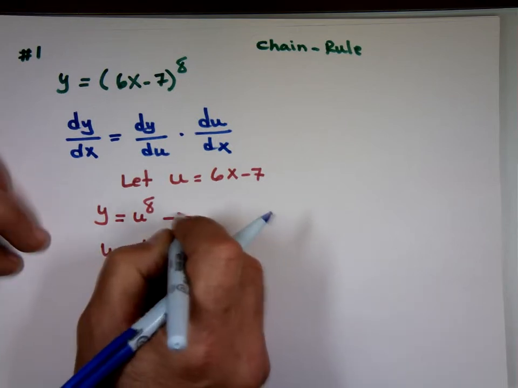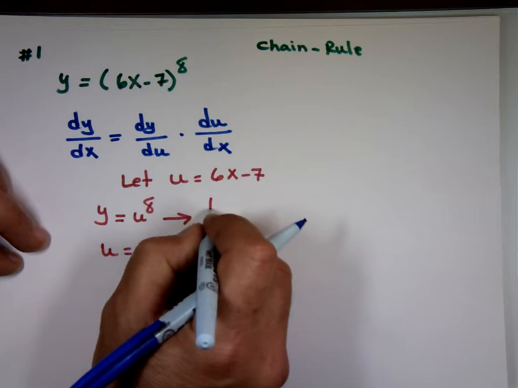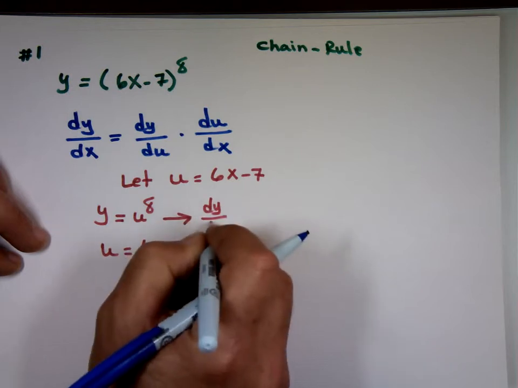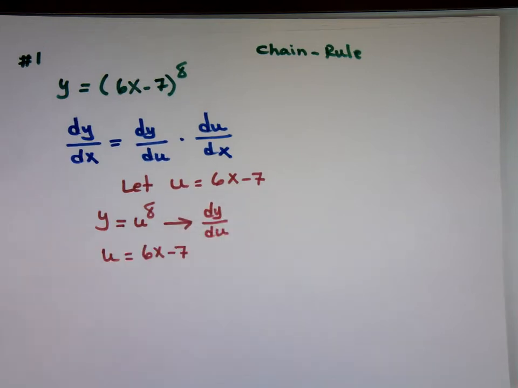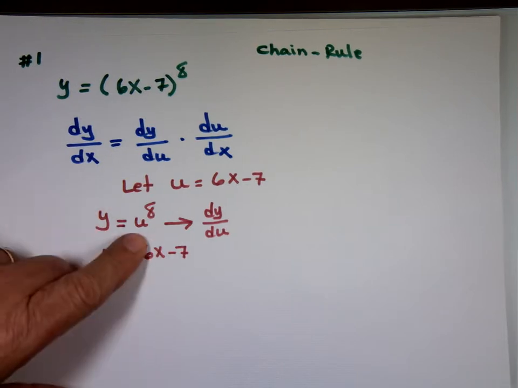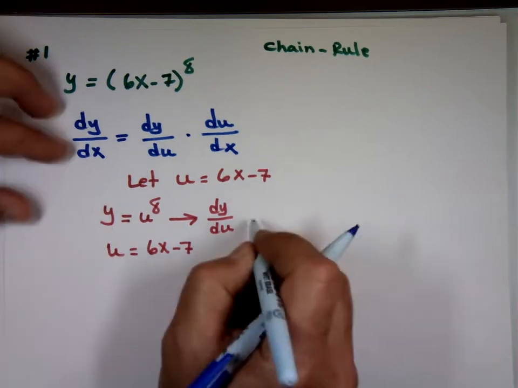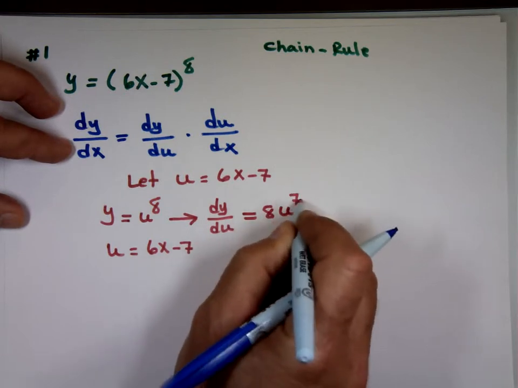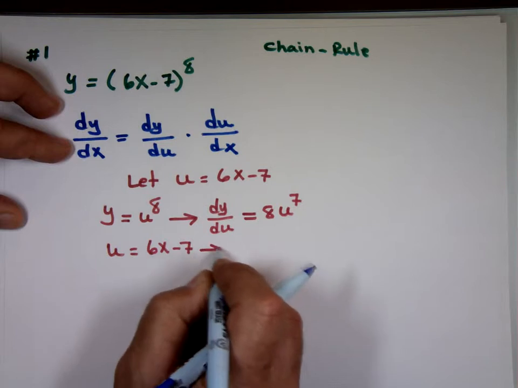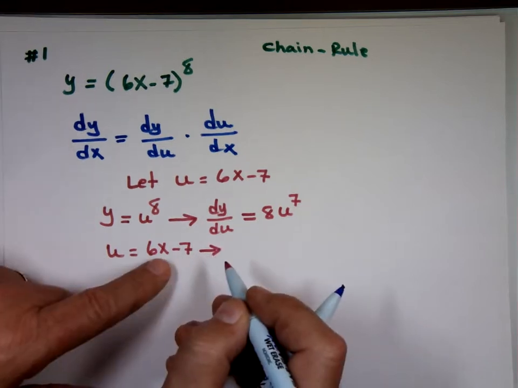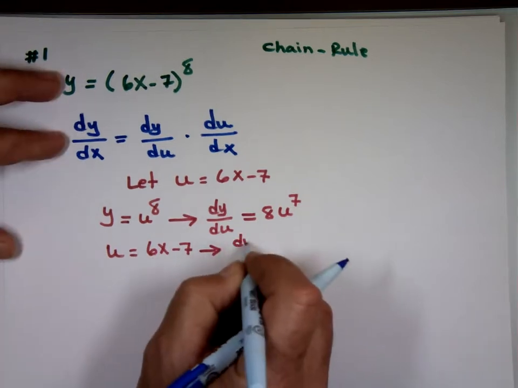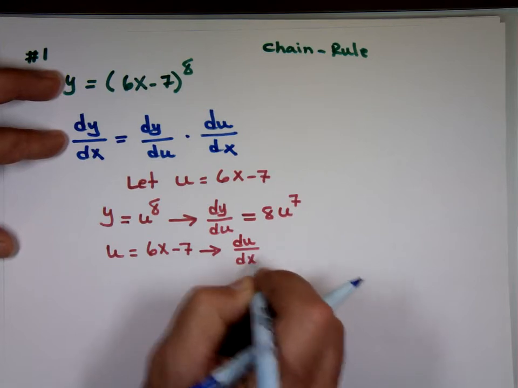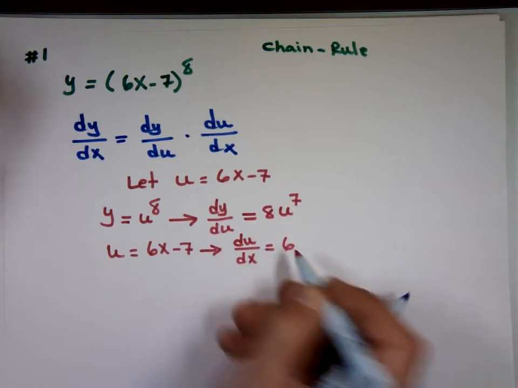What's the derivative of this? First, the derivative of that is called what? dy/du. You're taking the derivative of y with respect to u. What's the derivative of that? 8u to the 7th. Good. The derivative of this will be called du/dx, which equals 6.